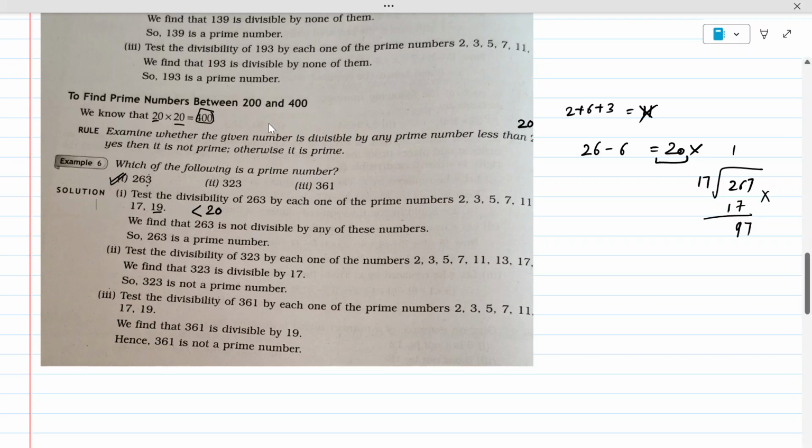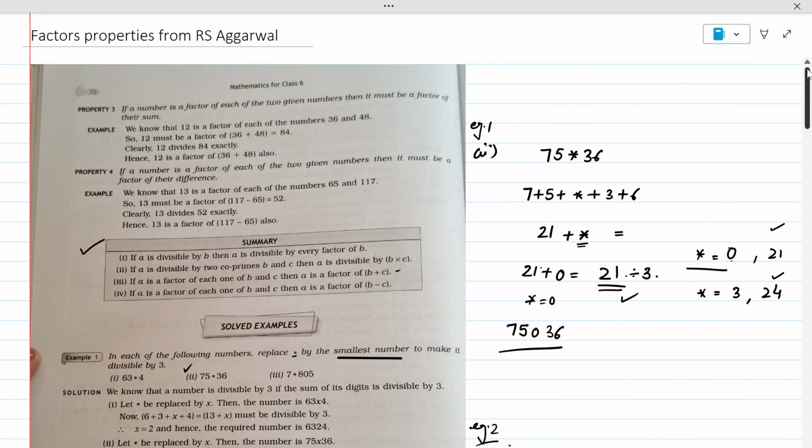Okay, so kids, this is the only part which is not present in the NCERT book, and for that reason I have covered this content from another book, and all the exercises from RS Agarwal are also covered.